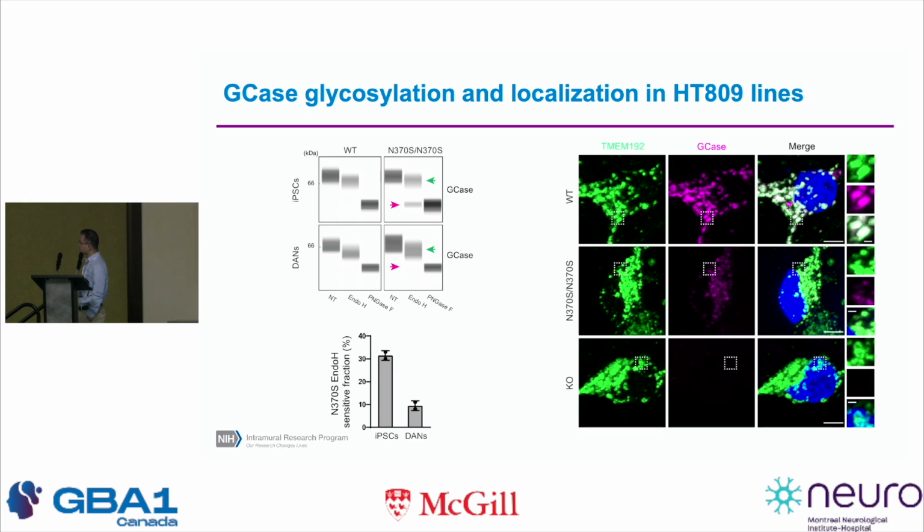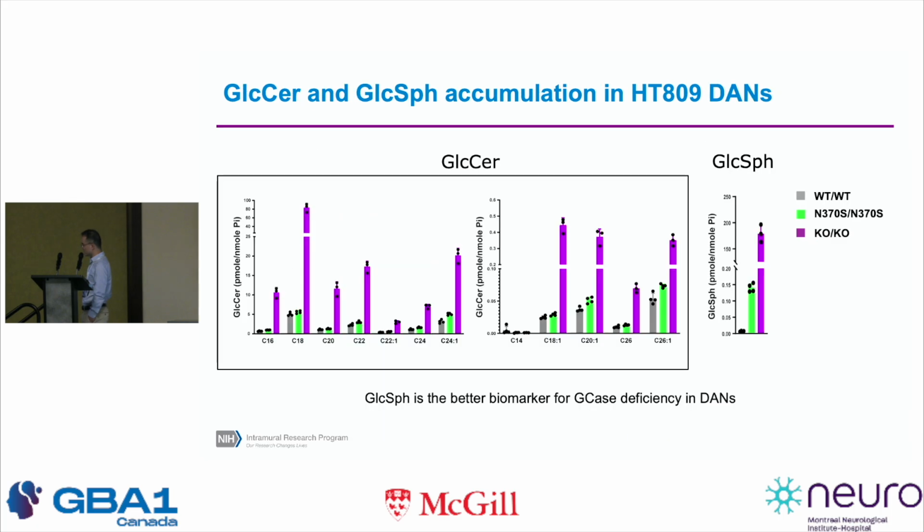After looking at GCase protein and activity, we used the mass spec workflow to measure its lipid substrates, glucosylceramide and glucosylsphingosine. GCase knockout dramatically increased the levels of glucosylceramide and glucosylsphingosine. On the other hand, N370S had a modest effect on glucosylceramide levels, but increased glucosylsphingosine level by more than tenfold.